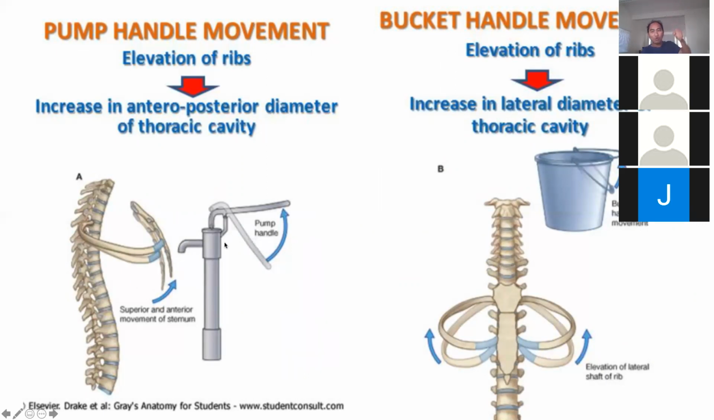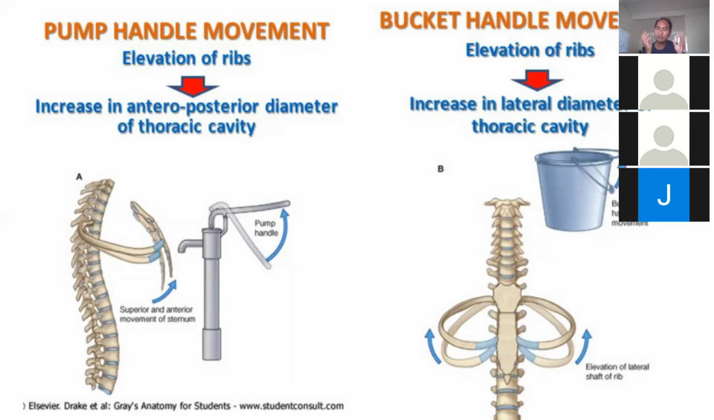Like you are taking water out of the ground. Pump handle movement if you look from the side. And if you look from the front, it looks like a bucket handle movement. So I want you to appreciate these pump handle and bucket handle movements. Why does it happen? Of course, the external intercostal muscles are contracting. The muscle which is coming downwards and medially, when they contract, will go backwards and outwards. Therefore, it will extend.